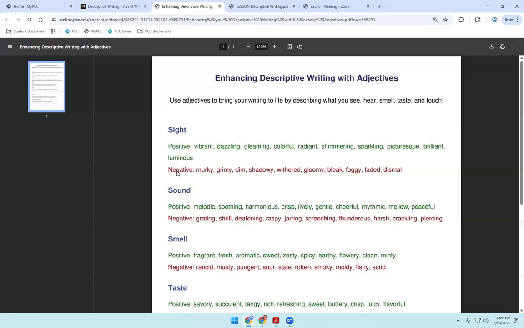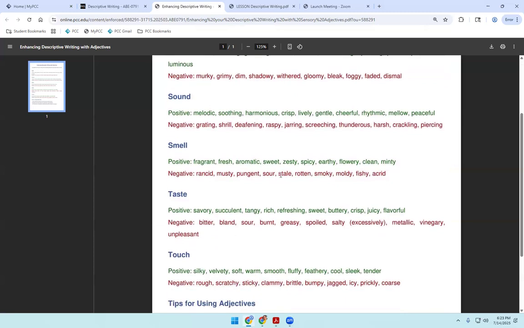Okay, so for sight, some of the ways that we can describe things positively is vibrant, dazzling, gleaming, colorful. Those are all very hype kind of words. If we're talking about something kind of dark and depressing, we might describe it more with murky, grimy, dim, shadowy. So these are all these nice descriptors that we can use. In terms of sound, something pleasant or positive could be melodic or soothing, cheerful, rhythmic, peaceful. If it is not a positive sound for us, it's negative. It might be grating, deafening, raspy, screeching, all of those things.